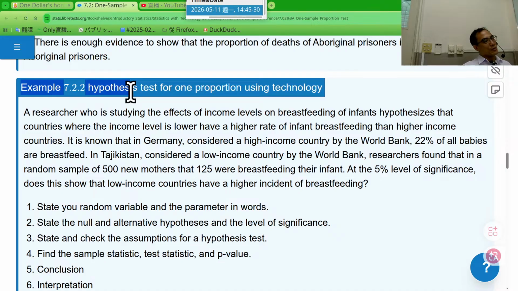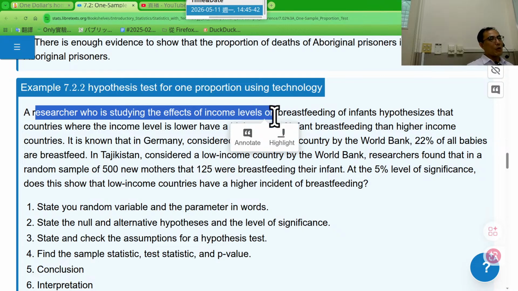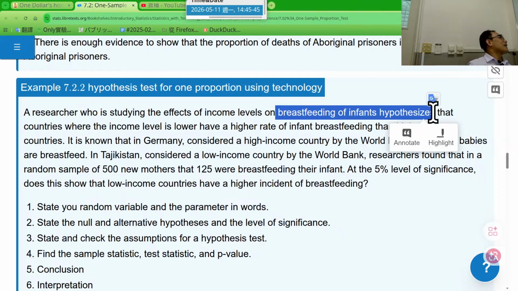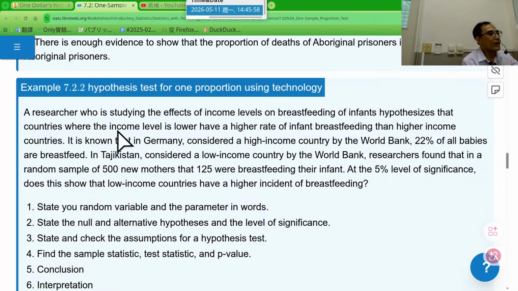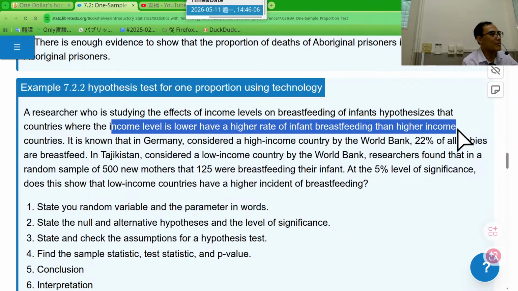Example 7.2: hypothesis test for the proportion using technology. Later we will run this. A researcher is studying the effect of income levels on breastfeeding. I like this kind of example because I'm a father now. When my wife was pregnant, we always cared about this kind of issue. The researcher thinks that countries where the income level is low have a higher rate of infant breastfeeding than higher income countries.